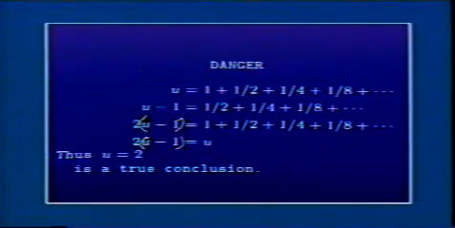Okay. But that gives me back 2 times u minus 1 is u. Therefore, we conclude that u is 2. And this actually is true. There's no problem like that.